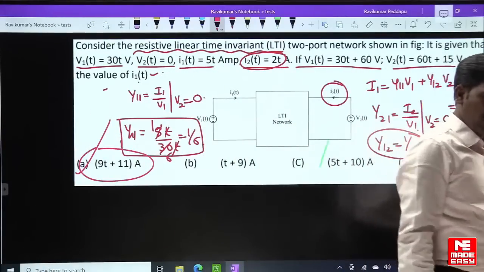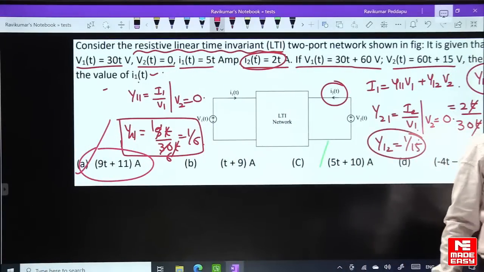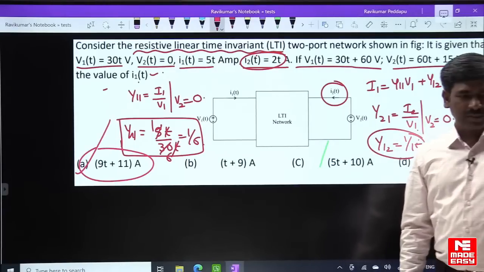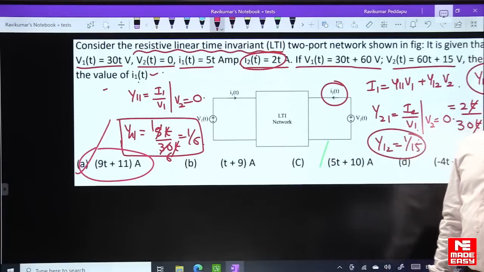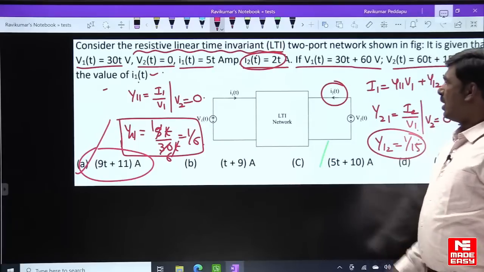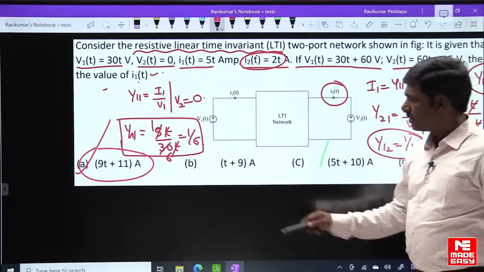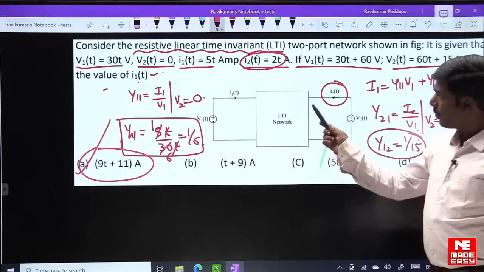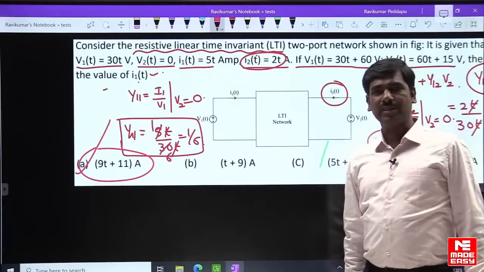Only the A option matches. If your I2 direction is opposite, then t plus 9 is the correct answer.